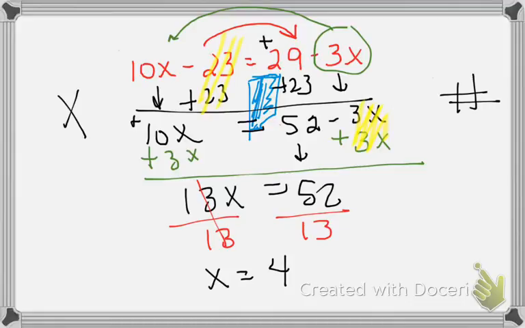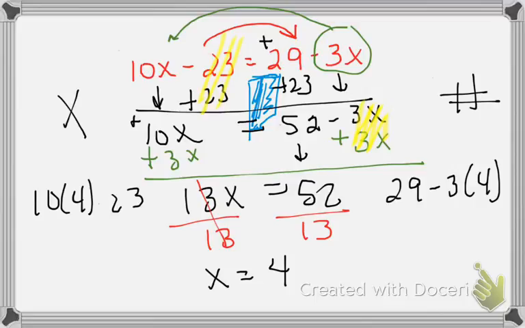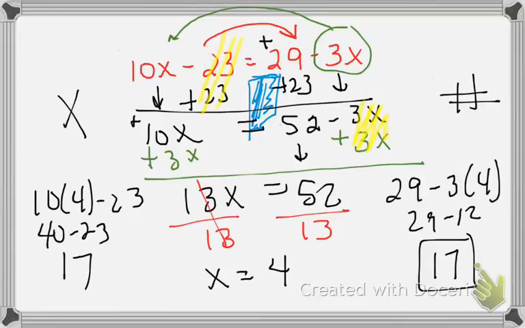So if we actually tested this, we could put 4 into both of the problem above, and it should be exactly the same. So we're going to take this side here, we're going to take 29 minus 3, and put a 4 in for x. And this side here, the tennis court, we're going to put the 4 in for x, and we're going to say minus 23. We're just going to do the math. This is 40 minus 23. That is 17. This is going to be 29 minus 12. That is going to equal 17. So you can see 17 is their number.